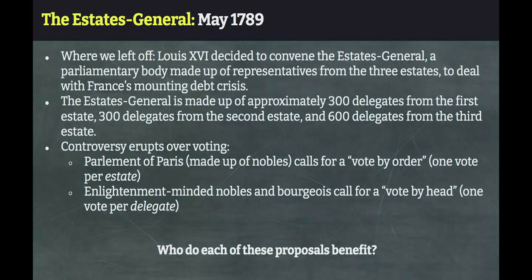Now, some Enlightenment-minded nobles break with that, and some members of the bourgeoisie, the middle class who are part of the Third Estate, say, no, that's really unequal. Let's have a vote by head. So each delegate gets one vote. The 300 delegates from the First Estate each get one vote per delegate, so 300 votes. 300 delegates from the Second Estate, each one of those delegates gets one vote. Each one of the 600 delegates from the Third Estate gets one vote, right? So it makes it a little bit more equal. So take a second and think about these two proposals: who benefits from them? A vote by order, who does that benefit? A vote by head, who does that benefit?